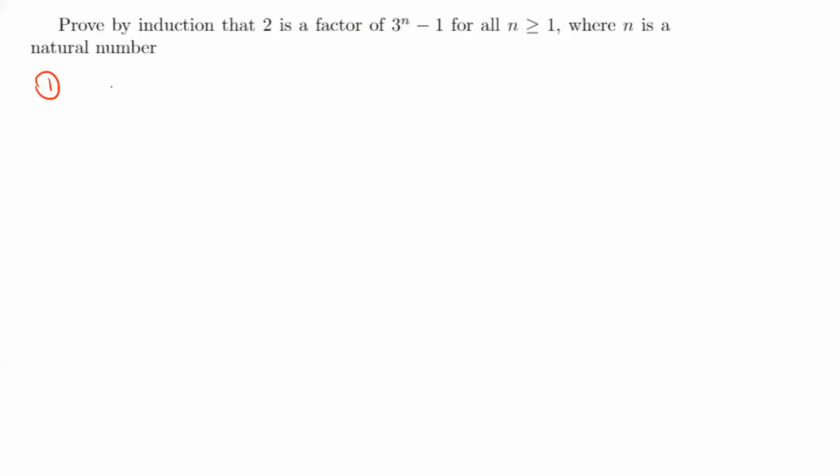So if we substitute in 1 into this case now, we're going to get 3 to the power of 1 minus 1. That's just going to be 3 minus 1, which is equal to 2. And 2 can certainly divide by 2 and give us back a natural number, 1. So we know it's true for n greater than or equal to 1.